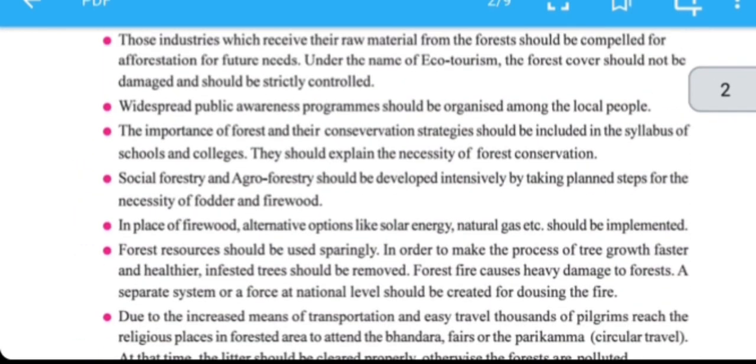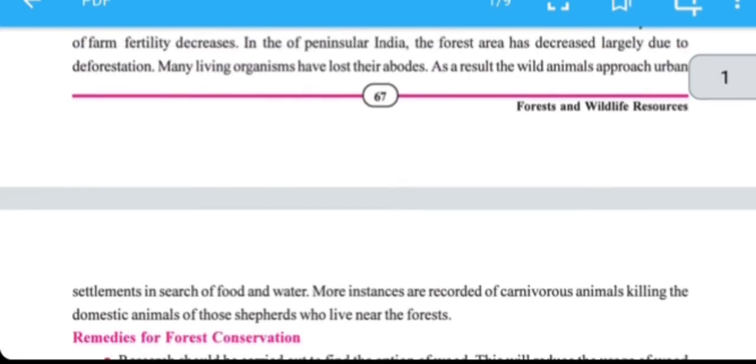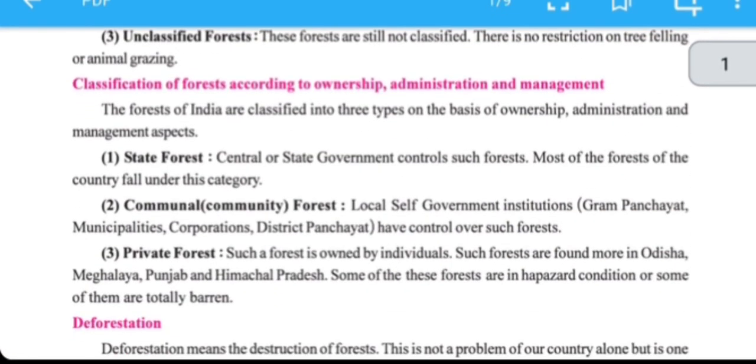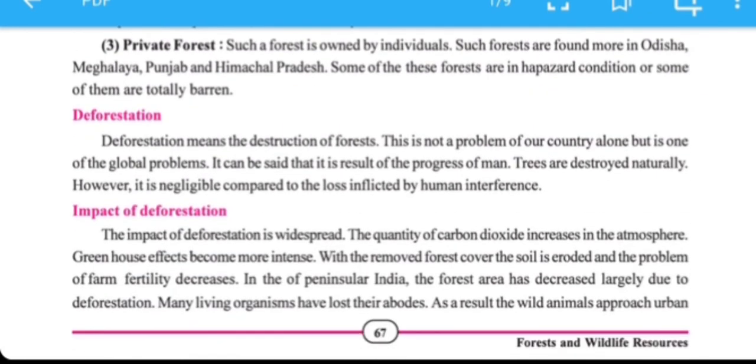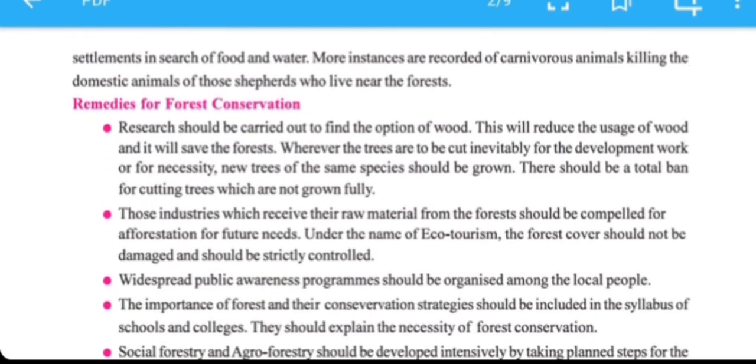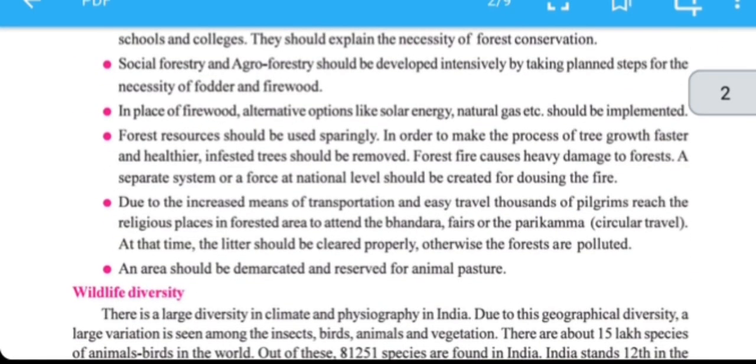So these were the topics from the forest: define forest, types on the basis of administration, and types on the basis of ownership. Next, what is deforestation and what is its impact, and next, what are the remedies for forest conservation, a very important and very easy question.